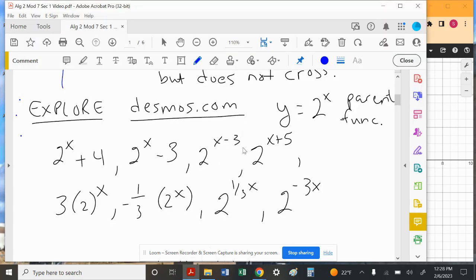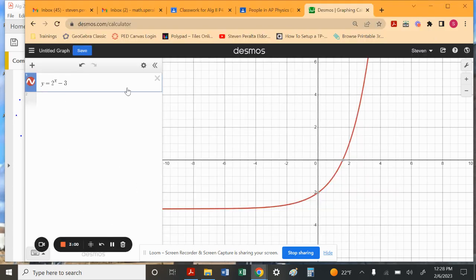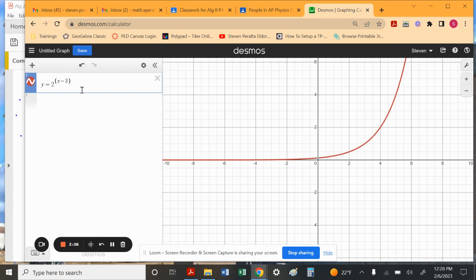So now we put the 3 up with the x. If you recall, when it's with the x, I have to put parentheses around this, so x minus 3. You'll notice when we do an x minus 3, this point, which was actually located over here, moved 3 positions over.